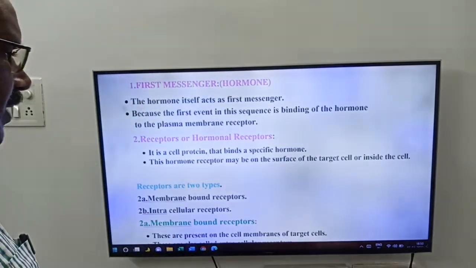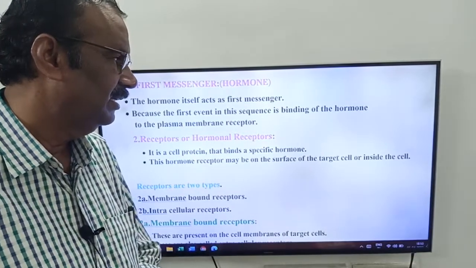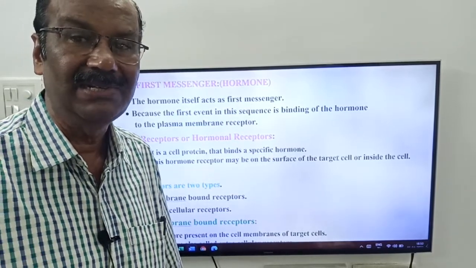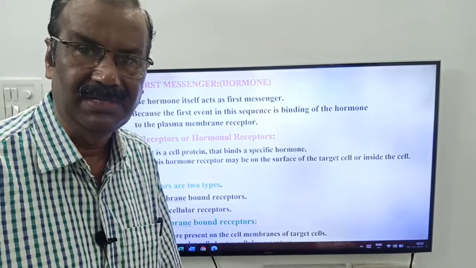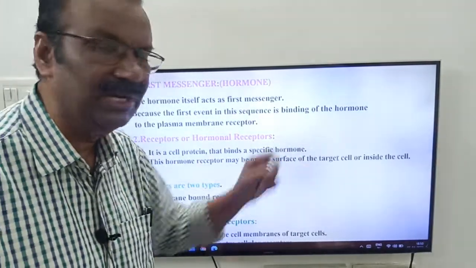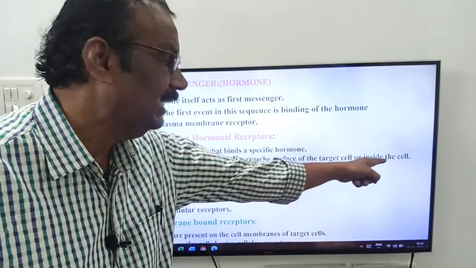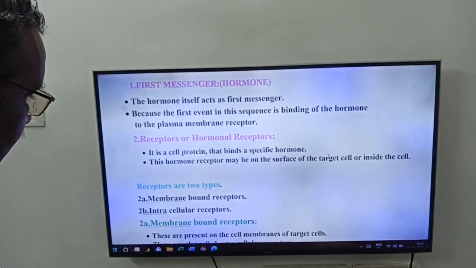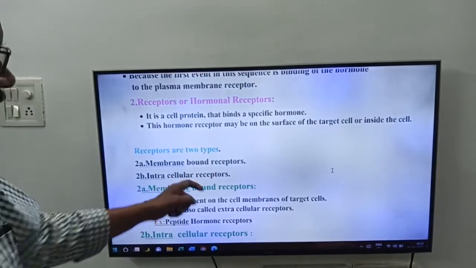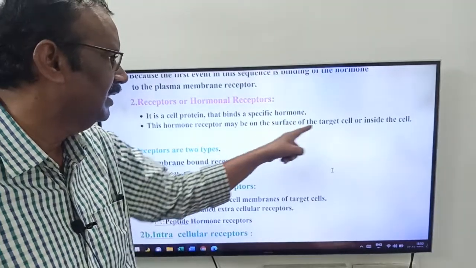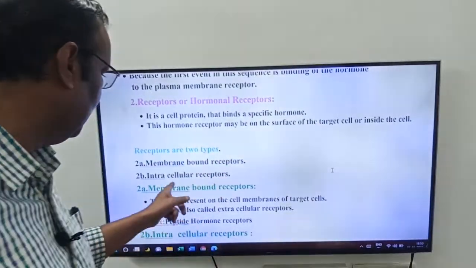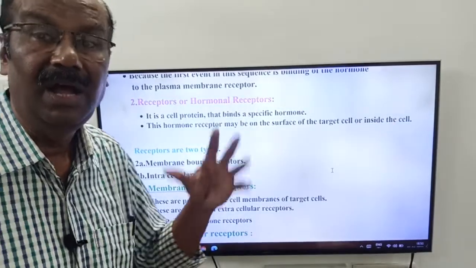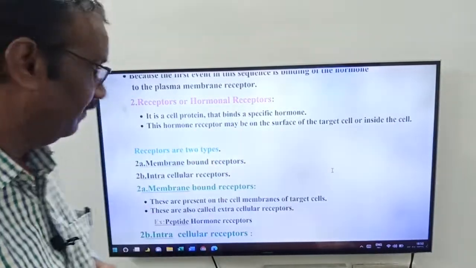Next one. This hormone receptor may be on the surface of the target cell or inside the cell. These receptors are of two types, membrane bound receptors and intracellular receptors. Membrane bound receptors are on the surface of the target cell, and intracellular receptors are present inside the cell. Okay friends, that is about the receptors. Receptors are hormonal receptors.